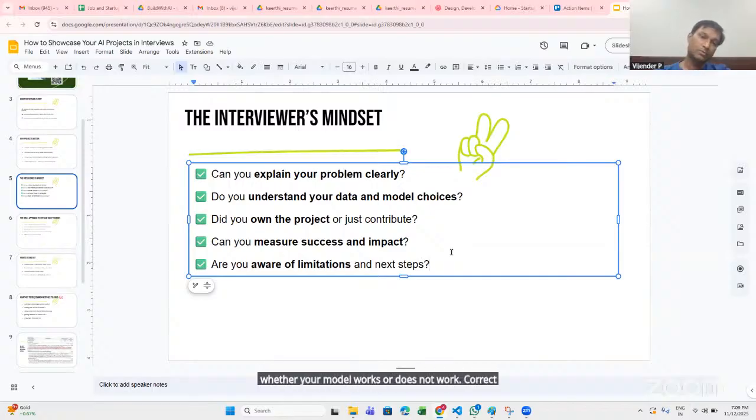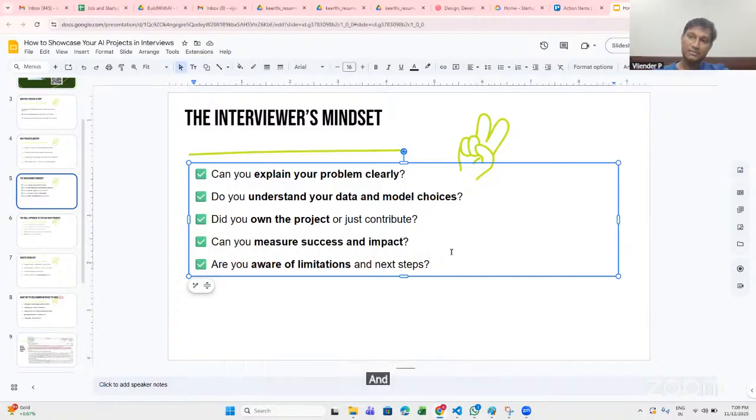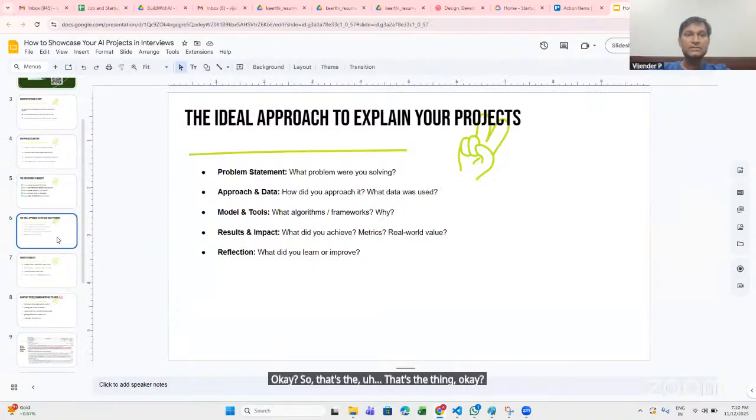These are the kind of insights that are looked for, because if you really analyzed your data well and had actually done the project, you would ask these questions when building it yourself. And you would also make sure that you convey those thoughts when the right question is asked. Okay, that's the thing. Next is the ideal approach to explain your projects.